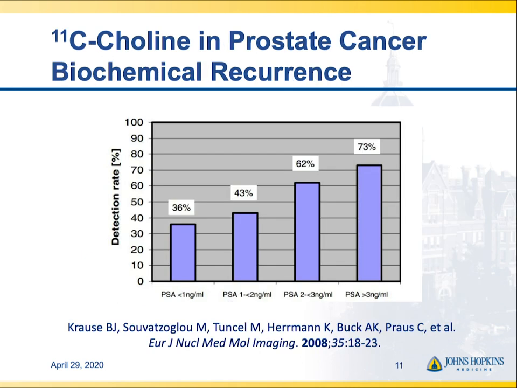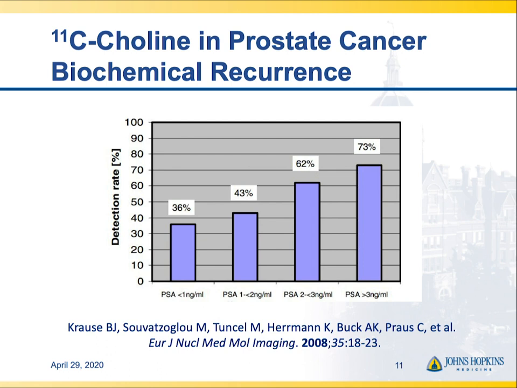We'll start out with C11 choline, which has been around for a number of years now and has always been somewhat limited in the sense that C11 has about a 20-minute half-life. So this really needs to be made on-site at a cyclotron facility with PET radiochemistry available. And that really limits the ability to bring this out to the population in a broader sense. So this has really been the purview of a couple of academic centers that have used this.